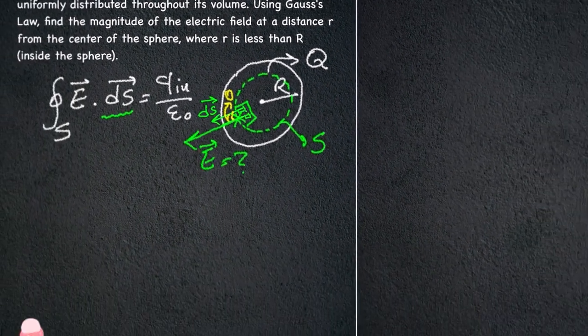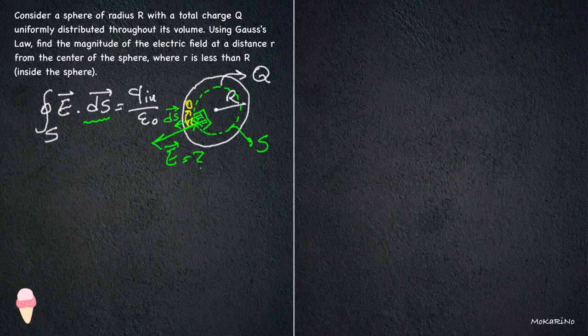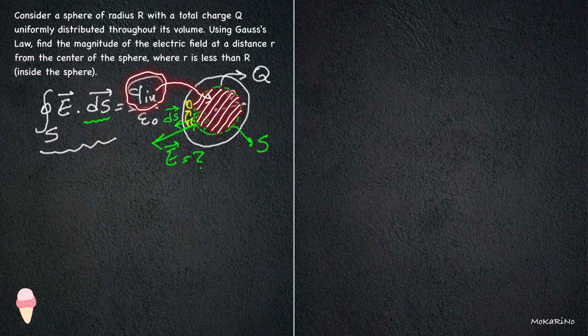Okay, let's come back to our equation here. What is this Q? This Q is all the Q inside this closed surface S. This is Q in, enclosed by this surface S. And you see that Q in is smaller than Q. It's part of it. So we will find it later.